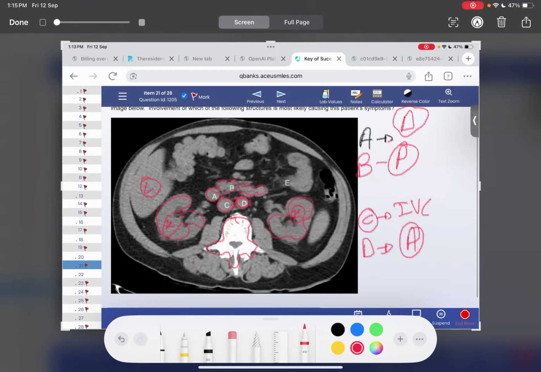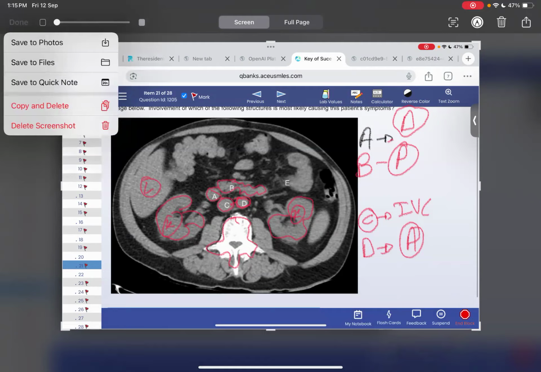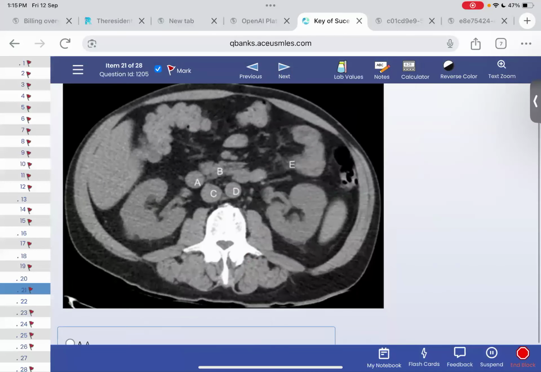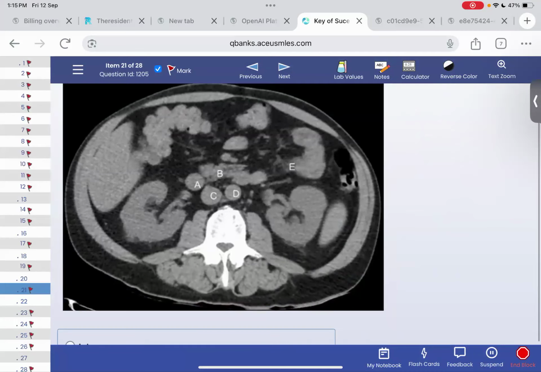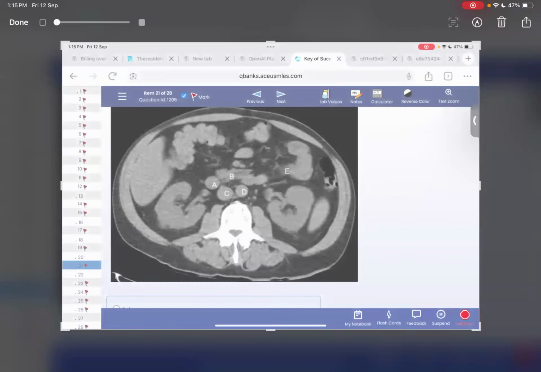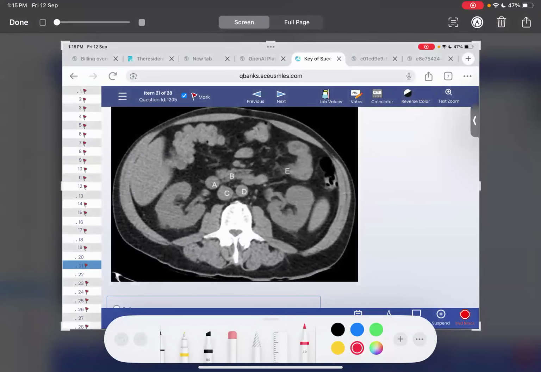Now move toward the question. What is the question asking? Doctor, how will we know whether this is a duodenum or a portal vein? Because in the previous one it was the portal vein. It's according to the cut.